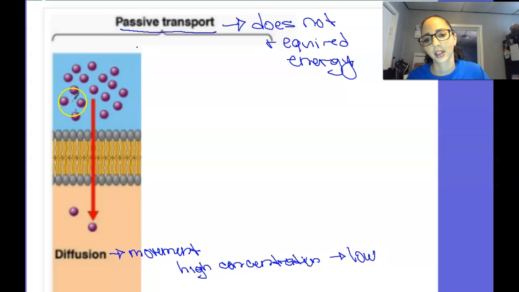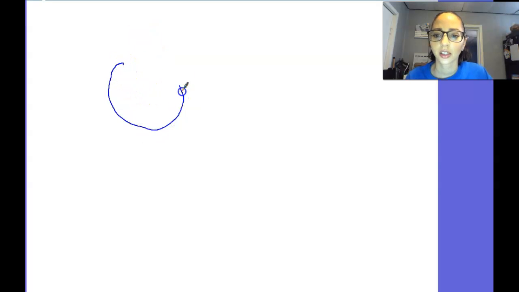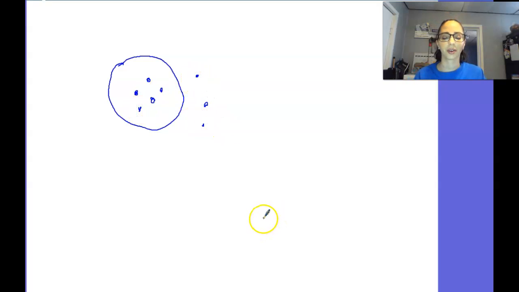Okay, so it goes from high concentration, there's more here, to low concentration. Okay, so I'm going to put here an example. Let's say this is a cell and I have these molecules here and I have these molecules here, right? So where do you think the molecules are going to move? The molecules are going to move from where there's more, and if you see I have 5 molecules here, 3 here, so from where there's more to where there's less. Okay, so they're going to go from high to low concentration.